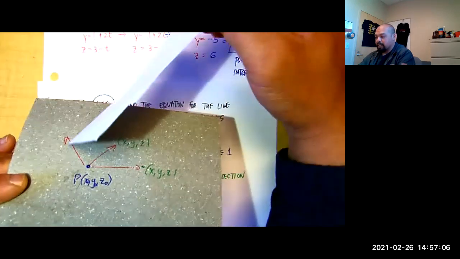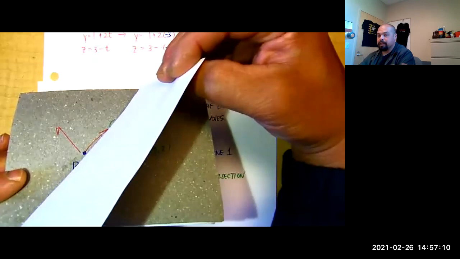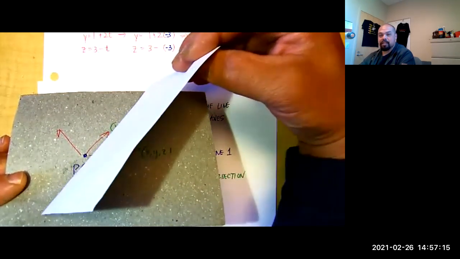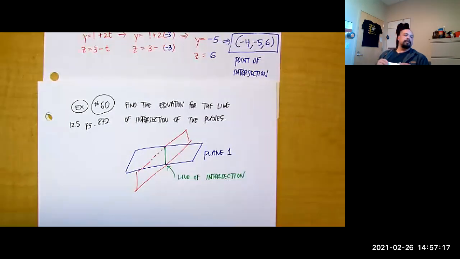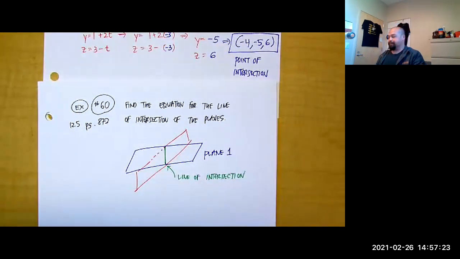But now we're also having to discuss these direction vectors, right? What direction is that line moving to identify that line of intersection? All right, so let's start to think about that. Let's take some time here to address.